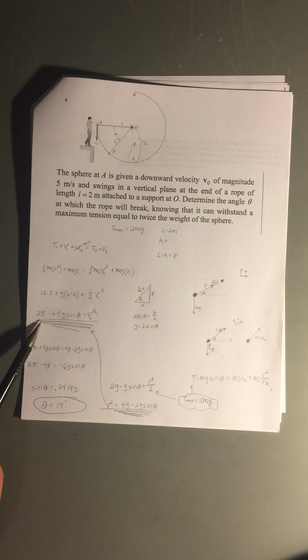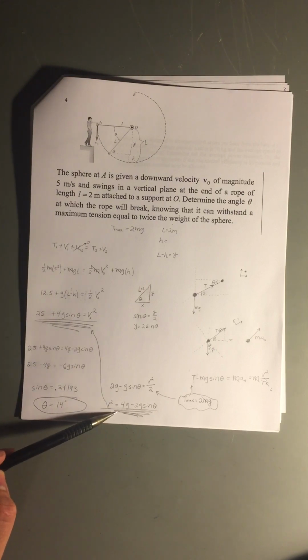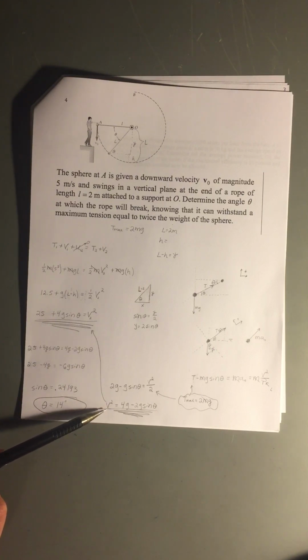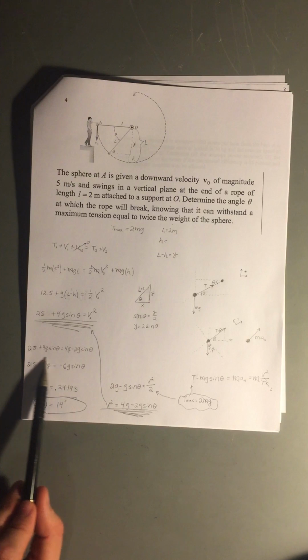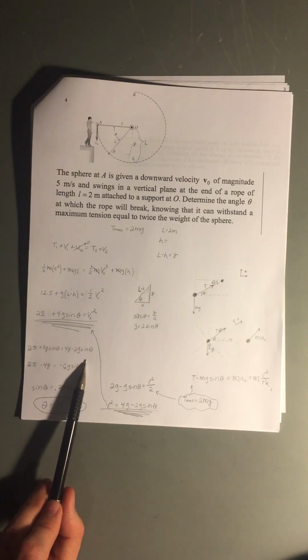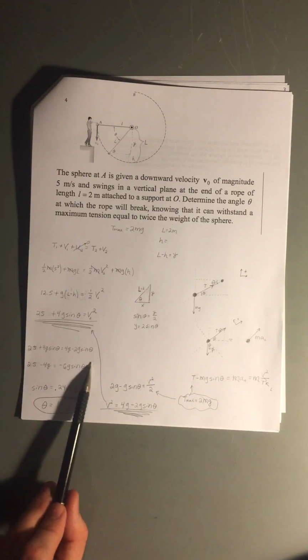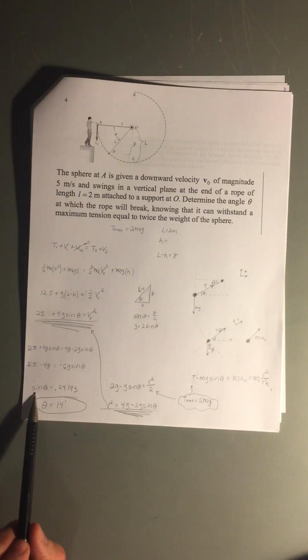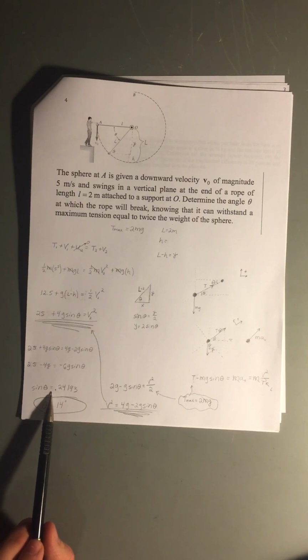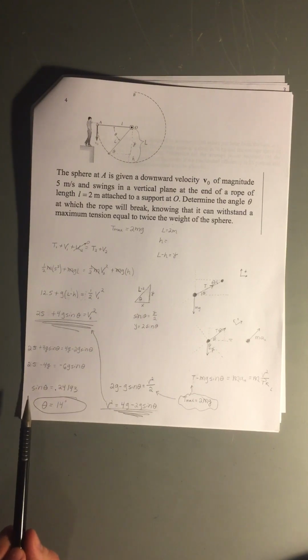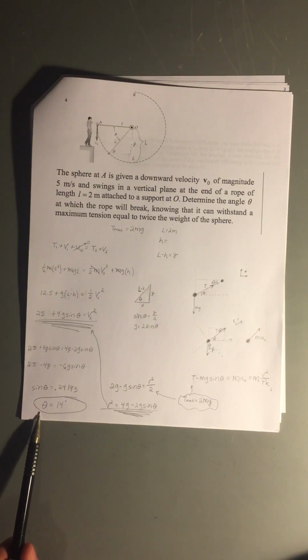And then all we have here is two equations with two unknowns, and so I just took this v squared equation here and this v squared equation here and set them equal to each other, and that's what this equation is here. And then just plugging in gravity into this and simplifying it, we can have what sine theta is equal to right here, and then using the inverse of sine, we know that theta is 14 degrees when the rope breaks.